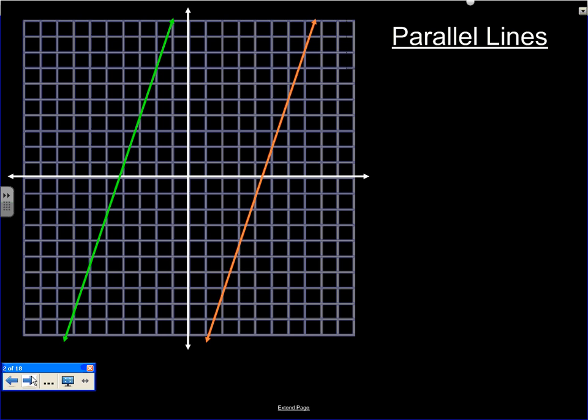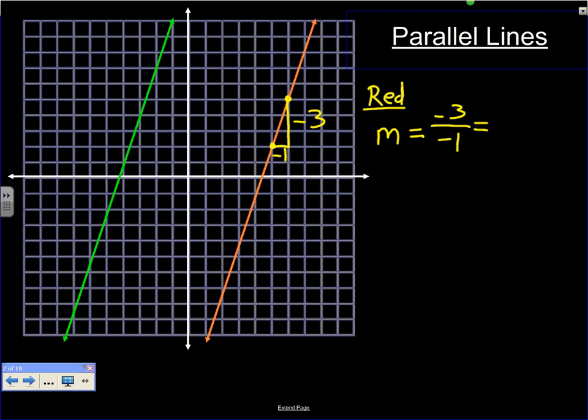Looking at the red line, it looks like it crosses grids right there and possibly right here. So change in y over a change in x. So that means we went down 3 and to the left 1. So for the red line, m, the slope, is equal to -3 over -1, which is equal to +3.